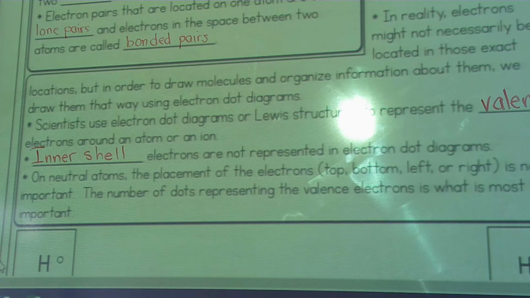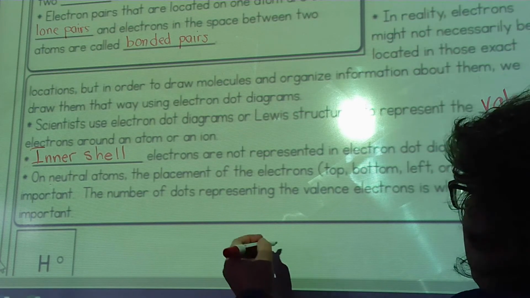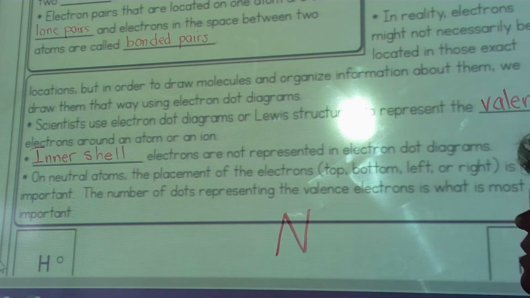Last thing we want to say about these: on these neutral atoms, the placement of the electrons is not important. What matters is that you get the right number of dots. It doesn't really matter where you put them. So let's look at nitrogen. Nitrogen, if you look at your periodic table, has 5 valence electrons. As long as I put 5, it doesn't really matter.